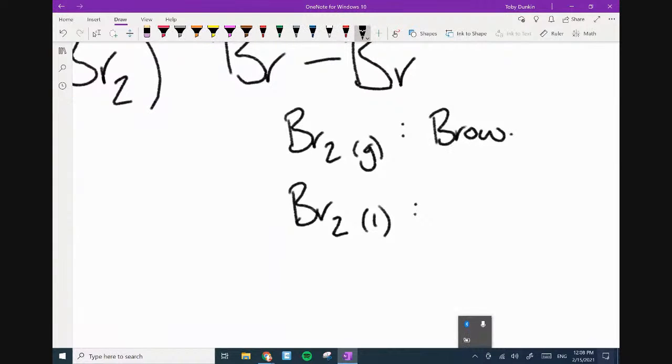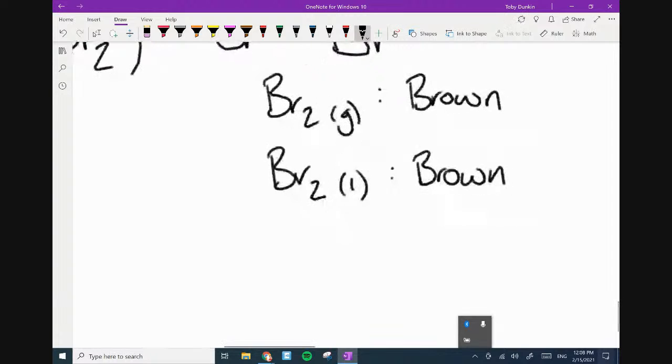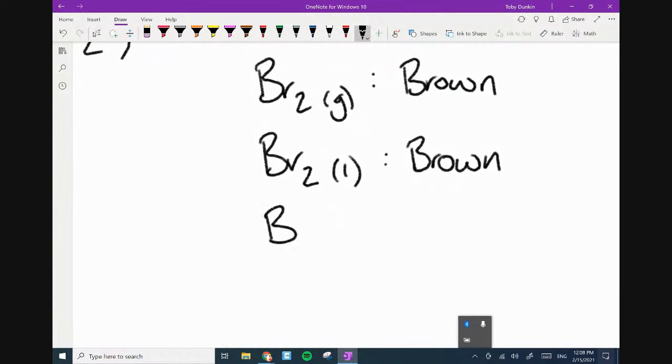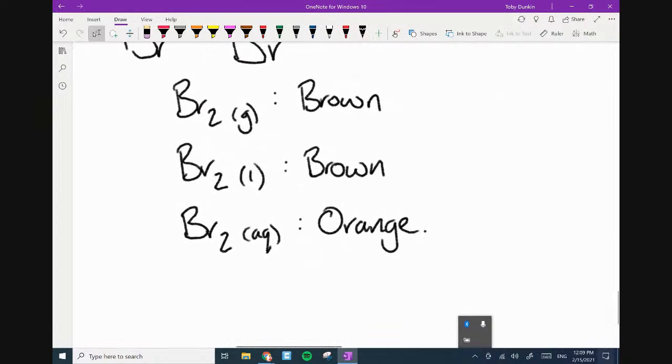It's brown as well. So it's a brown gas and a brown liquid. And then I can come back to Kayla again and say, what is it aqueous? Orange, well done. That's super important. Bromine water is orange. Mel, why is the gas and the liquid so dark, but then the aqueous version being orange? Don't overthink it.